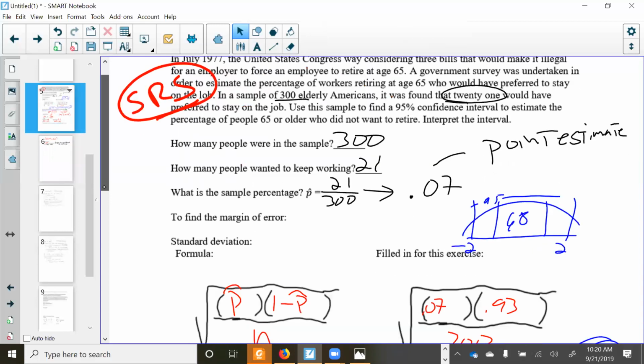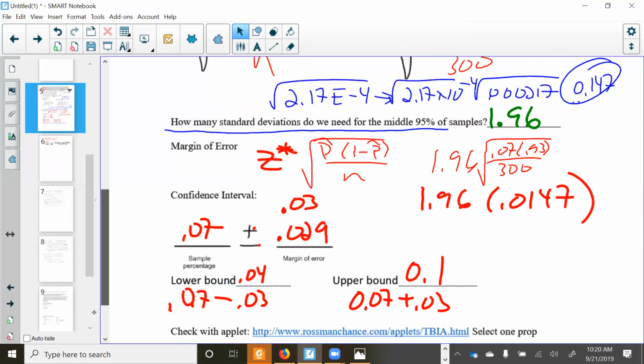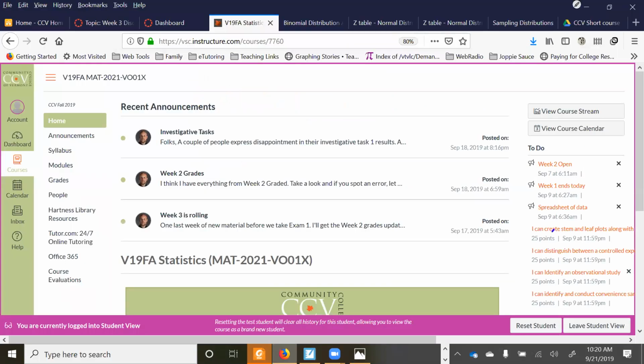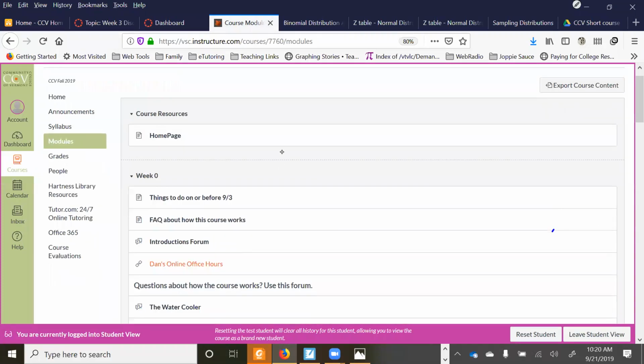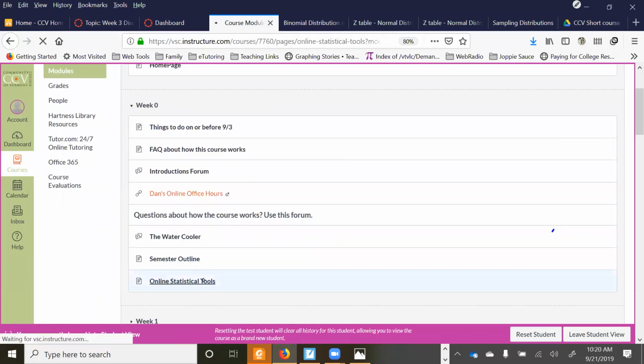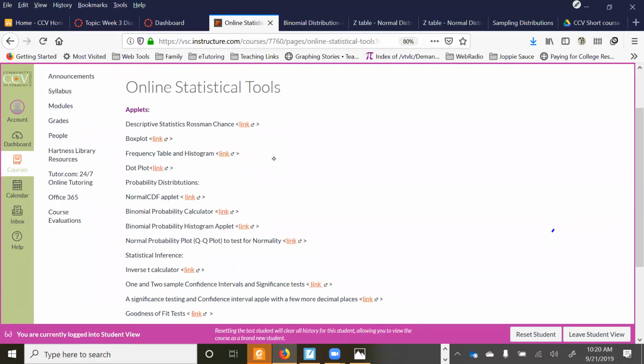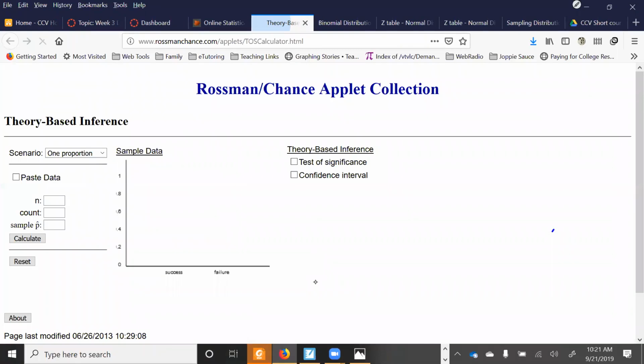Okay, so let's go back and use that applet now. Actually, I'm going to have to link differently. It's this Rossmann Chance applet. It works really slick. Let me come back to the course modules, online tools. In the document that you have, it opens up. I've got the actual links if you want to look at the PDF. Here we go. 1 and 2 sample confidence intervals. It's going to open. There we go.